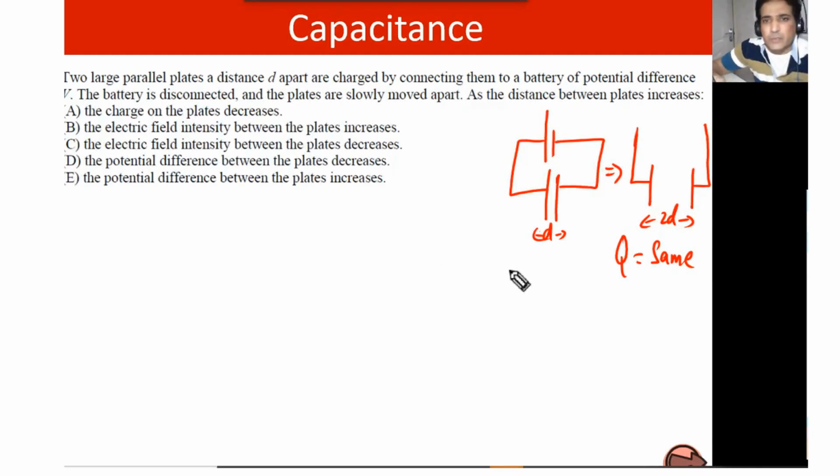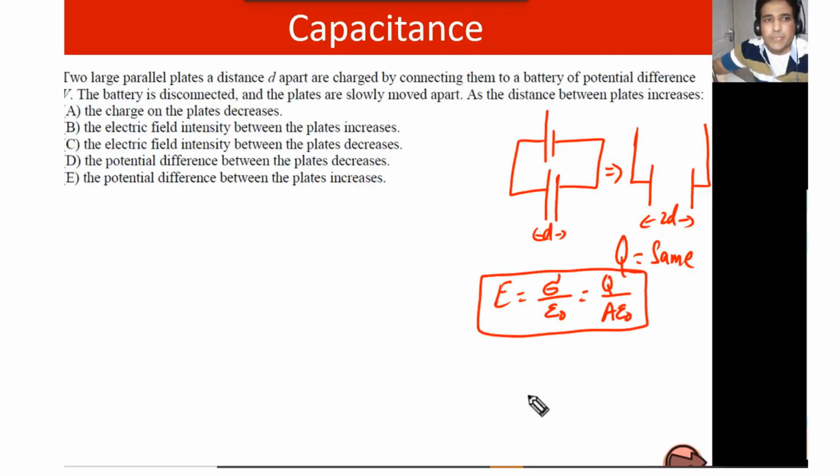Okay, electric field, for example, actually depends on charge density. So this is charge density over epsilon naught, which is equal to Q over A times epsilon naught. Here, please. This is how you can find it. So this determines the electric field intensity. This is how we can figure it out.